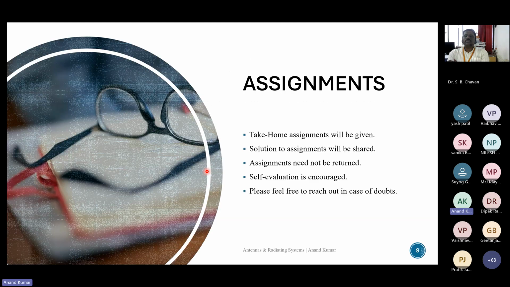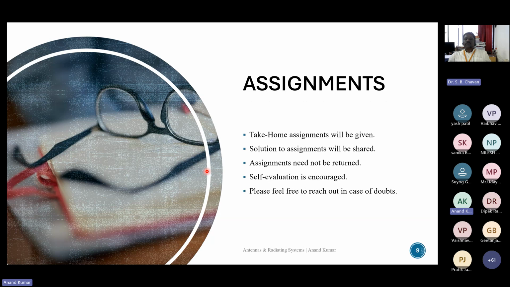Yeah, and we'll have some assignments, which will be take-home assignments, which is a quite popular concept in IISc. Professors give us different kinds of assignments. A lot of them are take-home, which means you can just take the assignment. You don't have to solve it in the class or return it. The solutions can be shared with you if you want.